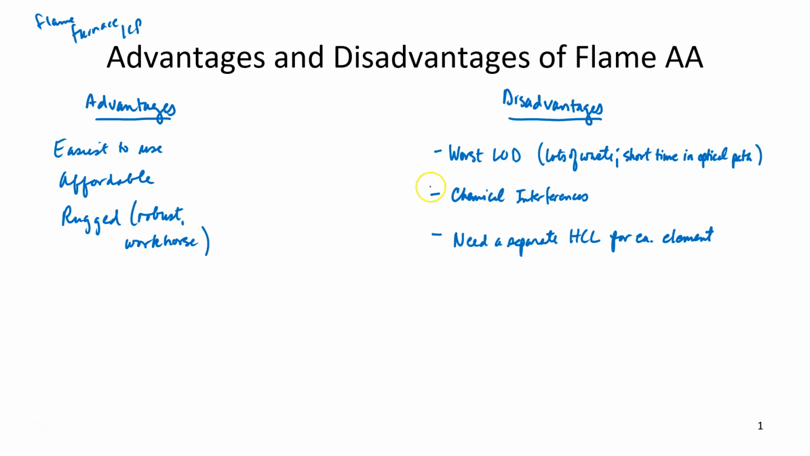So, in my opinion, these chemical interferences and the fact that you need a separate lamp for each element lead to increased time and increased labor. So I guess over the long haul, the money that you save when buying the most affordable instrument, you may lose over the long term because of the extra time and labor that it costs you to run samples using the AA.